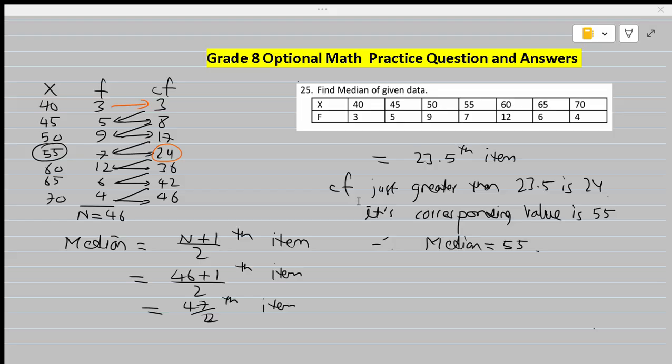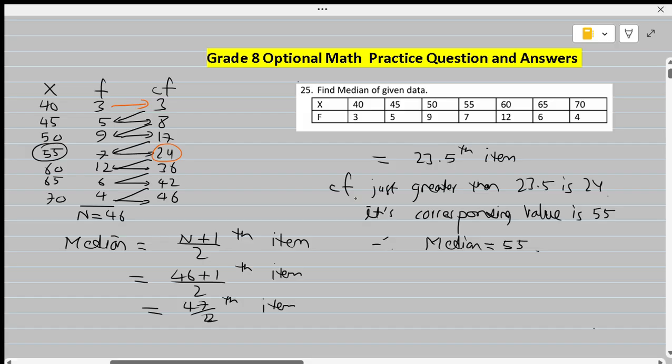Now after 25, now I go to 26. So let's make this clear first.